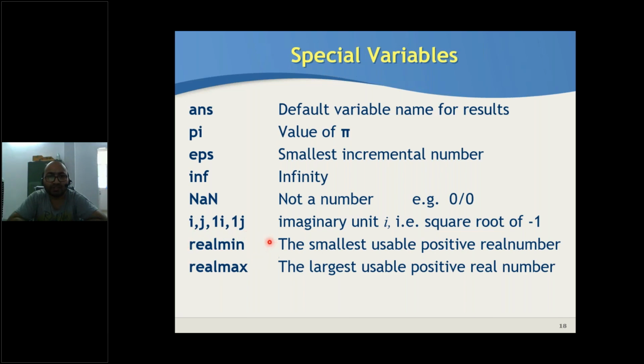Now the next special variables are realmin and realmax. Realmin will display the smallest real value which can be computed with the help of MATLAB, and realmax will display the largest value which can be computed with the help of MATLAB.